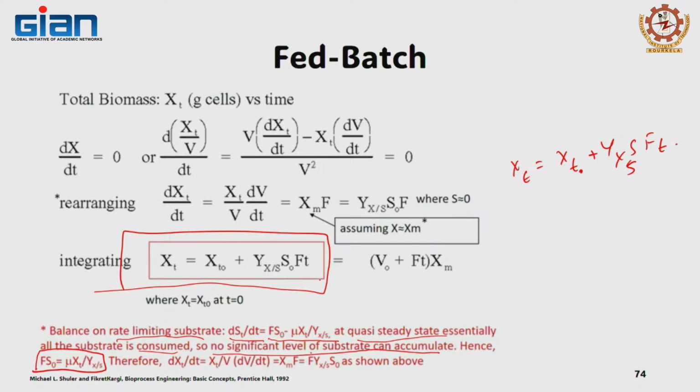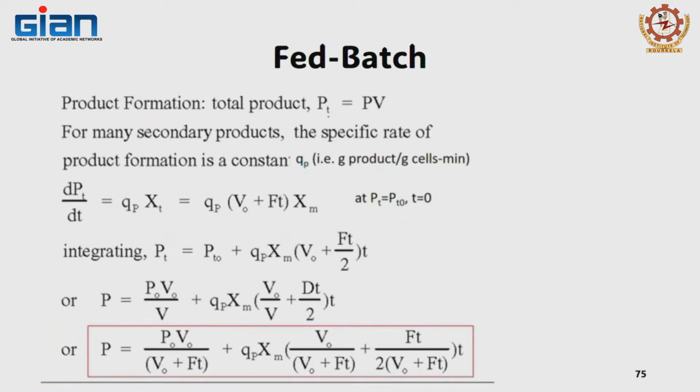The most important equation would be this, and this. For the product formation in a fed batch reactor, if you do the mass balance for the product, the final equation you will end up with is P equals (P0 V0 + Qp X F t)... Now, Qp, you remember, is 1 by x dP by dt, the specific product growth rate.